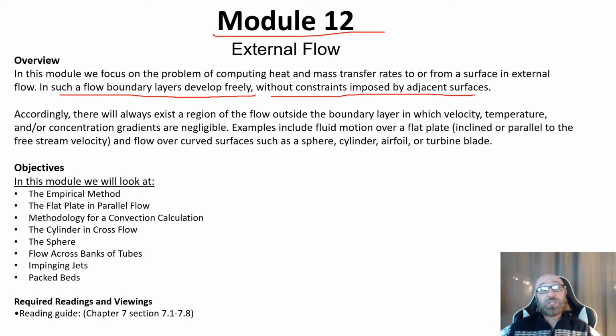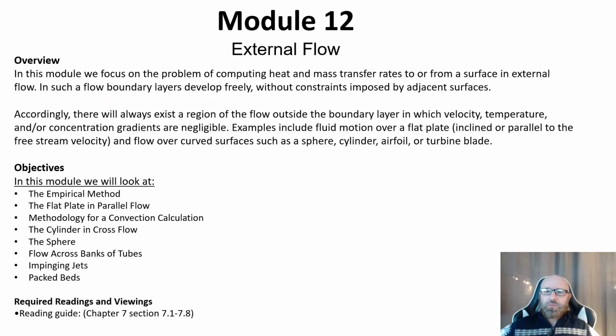Accordingly, there will always exist a region of the flow outside of the boundary layer in which velocity, temperature, and/or concentration gradients are negligible. That's something we want to pay attention to, and see what we can consider negligible for these problems as we start them. Examples include fluid motion over a flat plate, inclined or parallel to the free stream velocity, and also flow over curved surfaces such as a sphere, cylinder, airfoil, or a turbine blade.